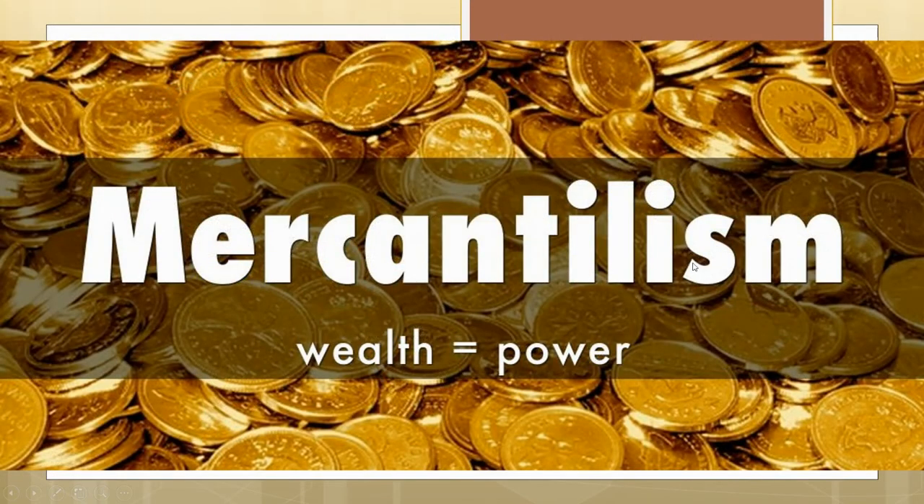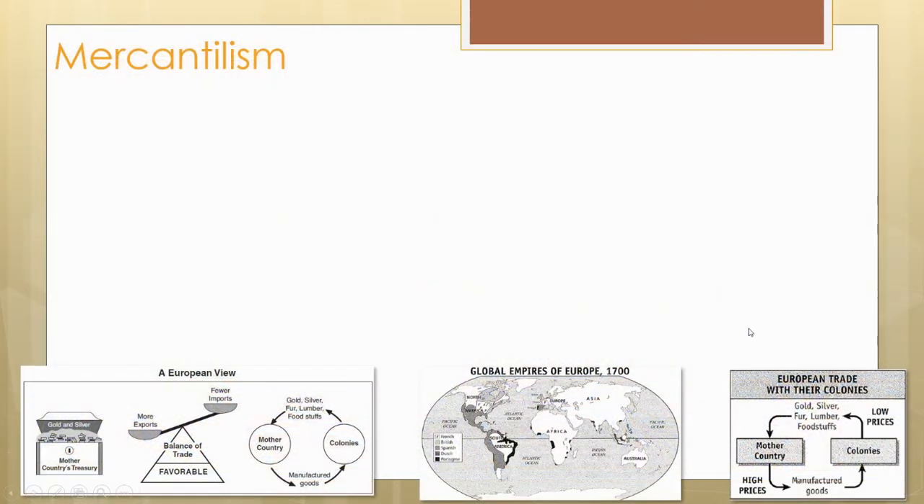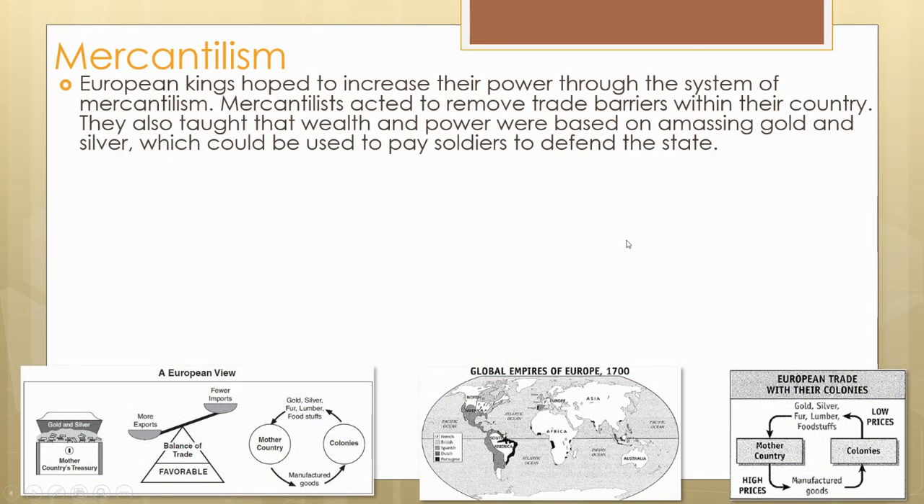So mercantilism, wealth equals power. So European kings hoped to increase their power through the system of mercantilism. Mercantilists acted to remove trade barriers within their country. They also taught that wealth and power were based on amassing gold and silver, which could be used to pay soldiers to defend the state.